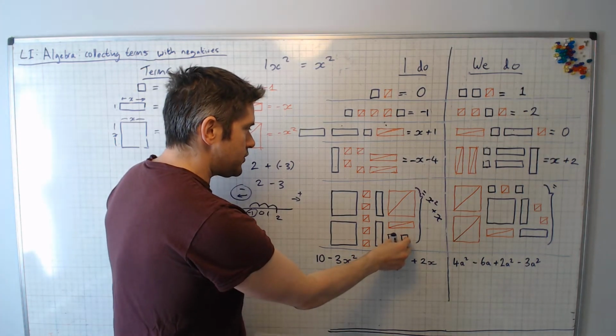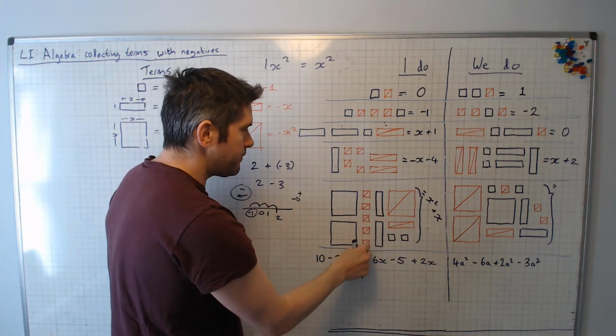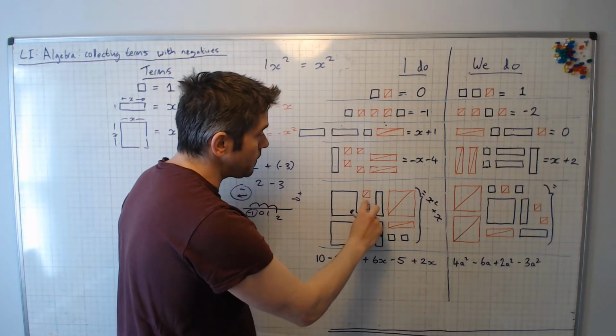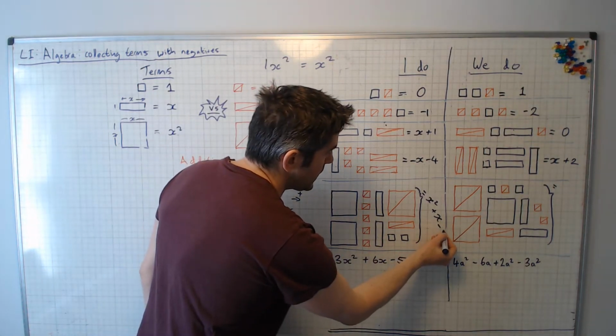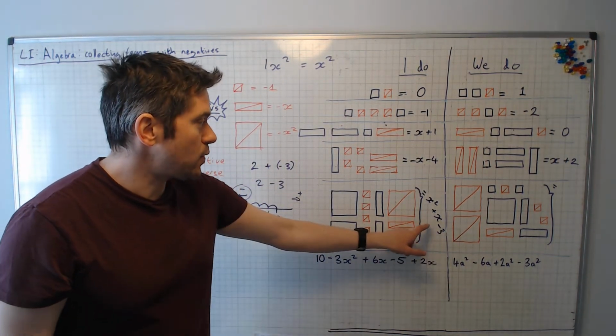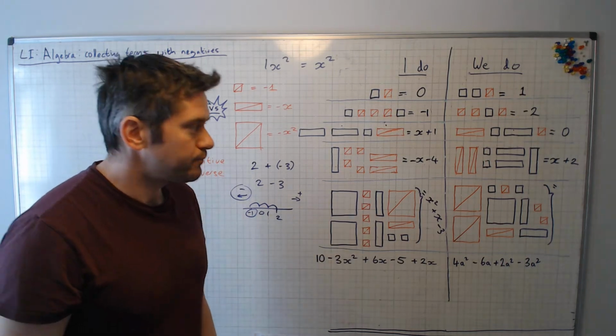Now we have 2, take away 5. Again, those 2 you could pair with these 2 to make 0, leaving us with 3 negative ones. So that's 3 negative ones, which is minus 3. x squared plus x minus 3.